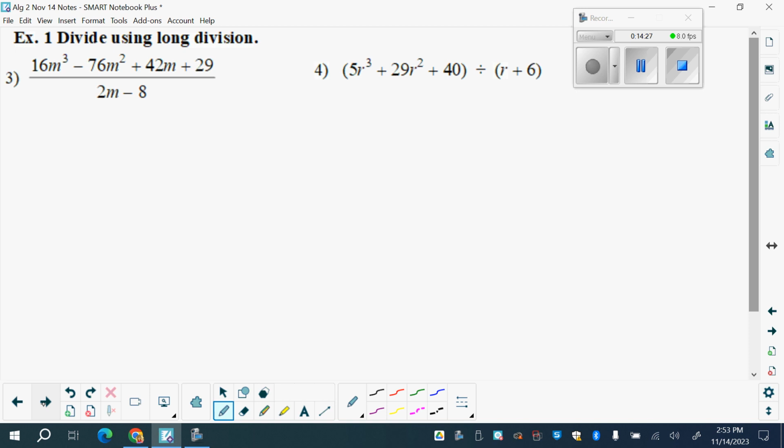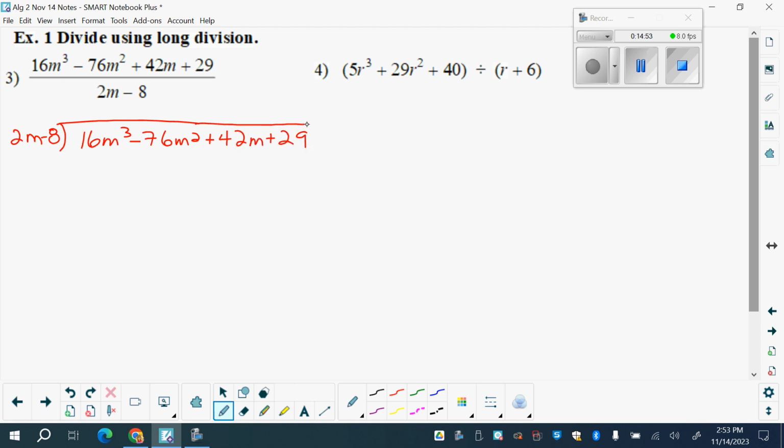Okay, so what does this mean here? What's a little different? What does it mean? It's just another way of showing division, isn't it? So what goes on the outside? What goes on the inside? 2m minus 8. 16m to the third minus 76m squared plus 42m plus 29.